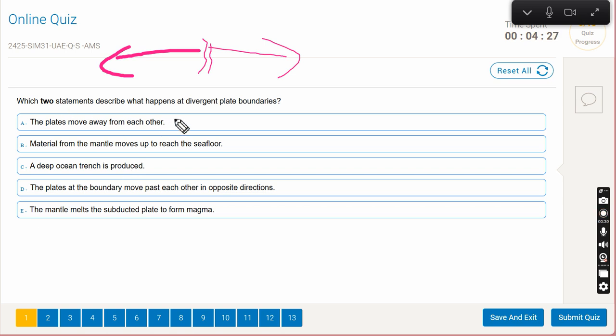So the plates move away from each other. That's correct. They are moving away from each other. And the material from the mantle moves up to reach the seafloor. Yes, that's true as well. Because the mantle is hot inside, right? So as it moves up, it cools down.